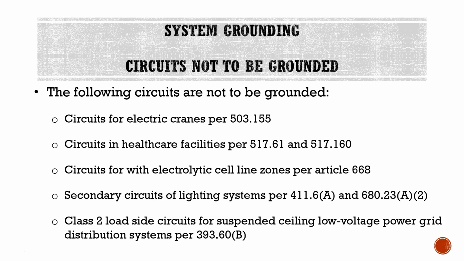Typically, the way I describe these, though, is a bit of a way to think about the thought behind them: these are all systems where, in the event of a ground fault, if it were to trip an overcurrent protected device in the system, it would create a situation that could possibly be more hazardous than if that ground fault were allowed to persist. That is the reasoning for these.